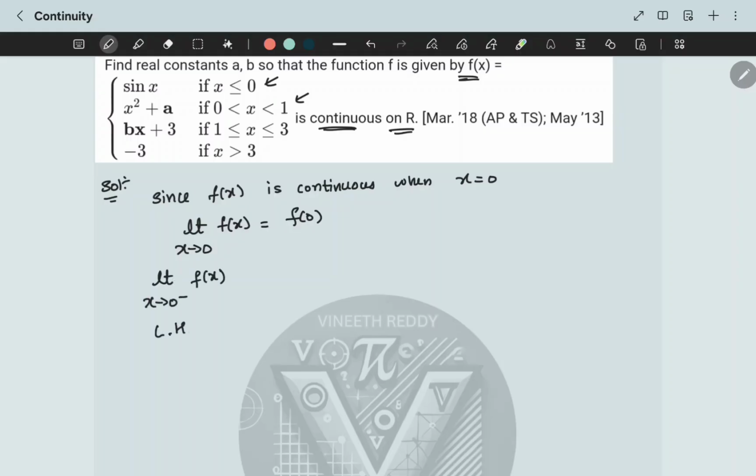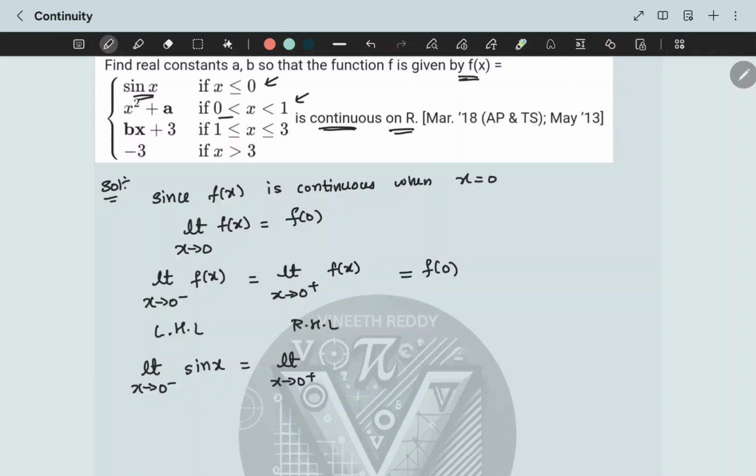Now this is the left hand limit. I hope you understood this. This should be equal to limit x approaches 0 plus f of x. This is the right hand limit. Now this should be equal to f of 0. Is this clear? Yes. So for the left hand limit, which should be the function? What should be the function? That means x should be less than 0, right? So that means we should be taking this function. So we will write limit x approaches 0 minus, instead of f of x we'll write sin x. And for the right hand limit, what should be the function?